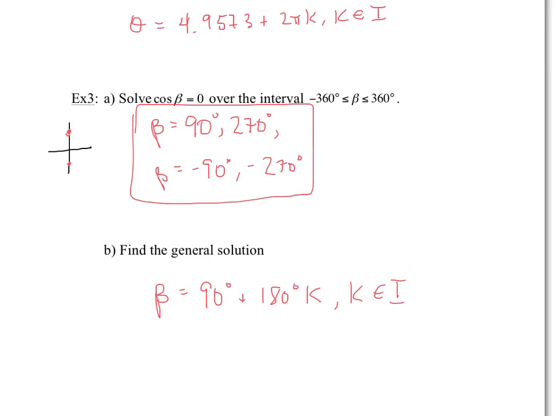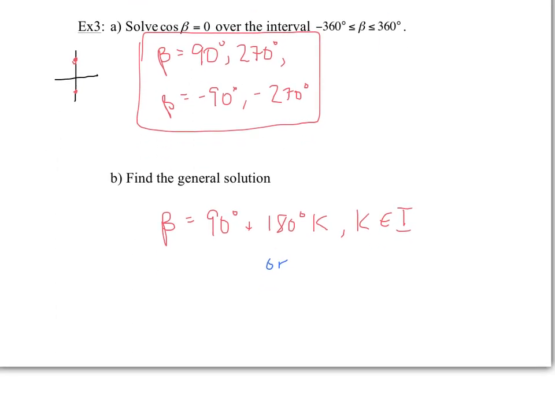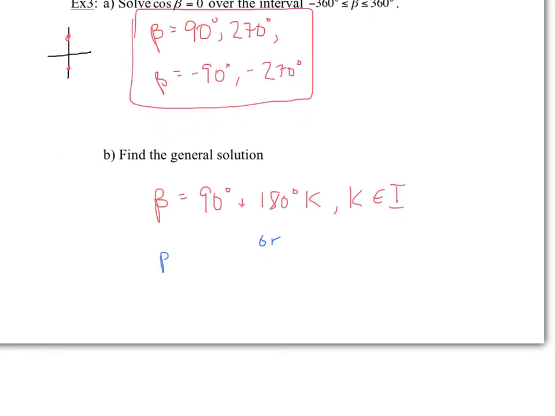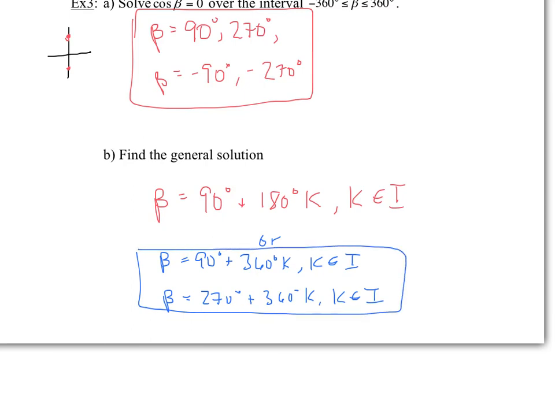Another version, which is non-simplified but also correct: you could have said beta equals 90 degrees plus 360k, where k is an element of the integers. You just add a full circle every time to 90 degrees. Or you could have said beta equals 270 degrees plus 360 degrees k, where k is an element of the integers. That would also be a possible solution, so this or that. I'm sure we'll discuss this in class, guys. But good luck. I hope you understood the majority of this.